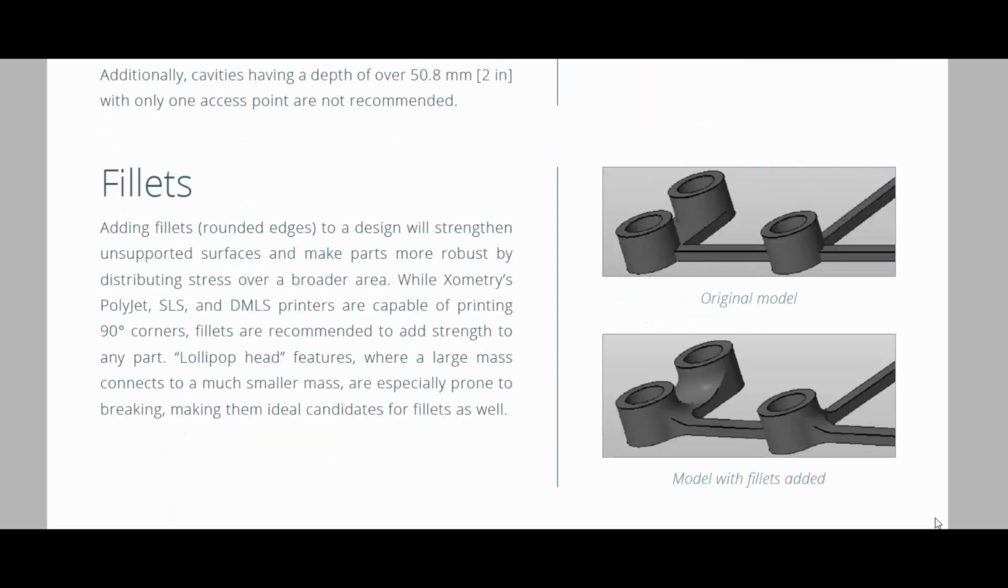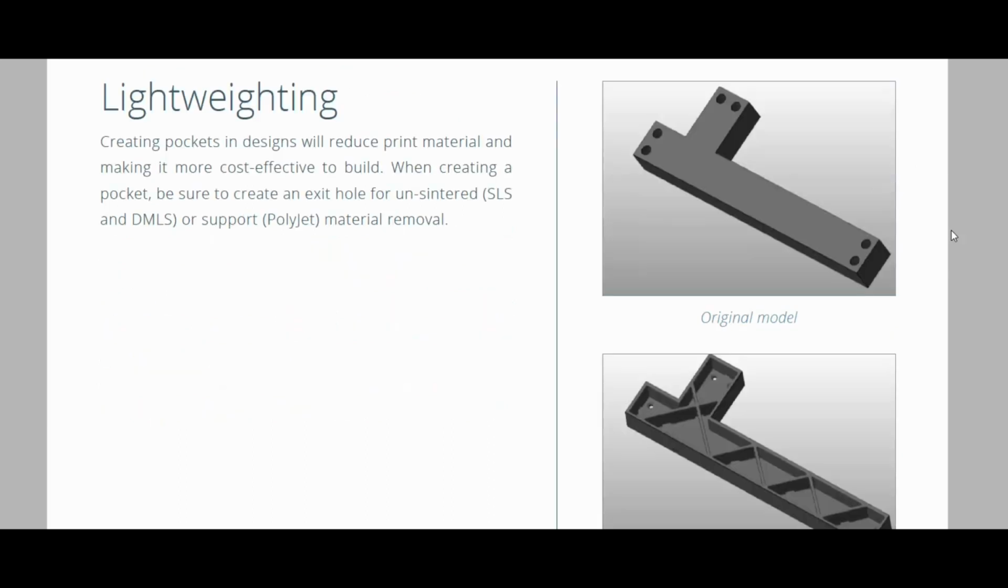Fillets are always your friend. I can't recommend them enough. They're going to help give you better strength at any junction where you have a different shaped body against a stem feature. And of course, lightweighting is key with 3D printing. We're looking for purpose-built designs, and the more material you have, the more costly the part can be. By removing material through lightweighting, not only can you get the similar mechanical properties that you're looking for, but it also will cost less in 3D printing.